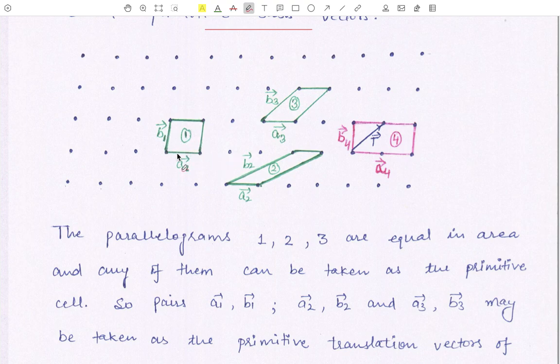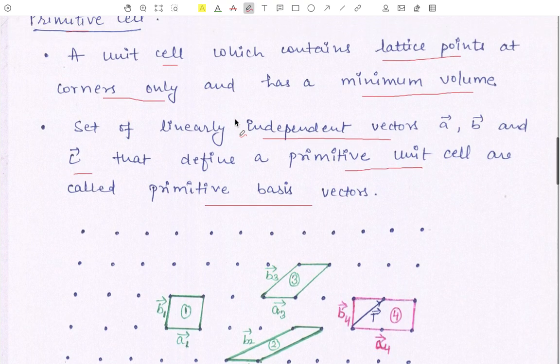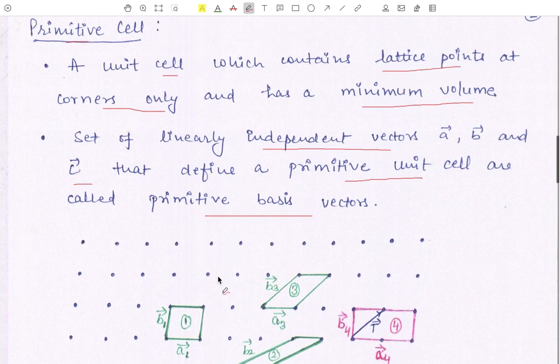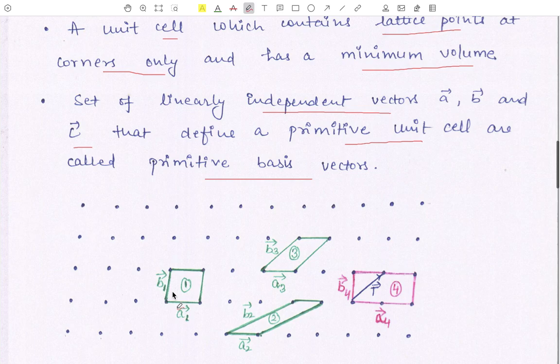Let us take the first parallelogram. Here A1 and B1 are the basis vectors. Also it has lattice points at its corners. That is the first condition to be a primitive cell, and it is satisfied here. Now the second one, that it must have a minimum volume. That is also satisfied here, because in two dimensions it must have a minimum area.